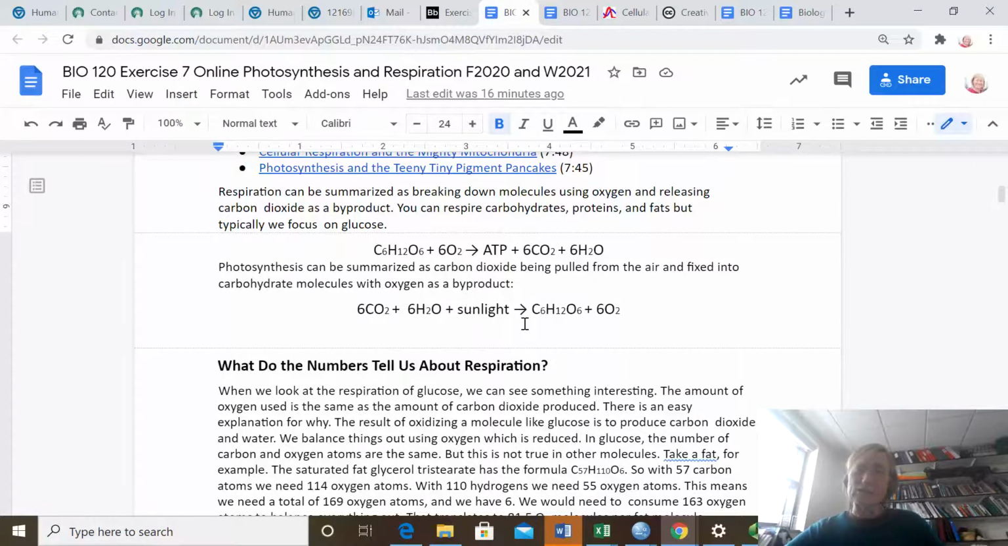Photosynthesis, the summary equation, is essentially the reverse of this. And in photosynthesis, carbon dioxide is grabbed from the atmosphere by photosynthesizing organisms and taken in, in the presence of water and sunlight. So water and sunlight are contributing in this whole process to the production of sugar and a byproduct of oxygen. Now, both of these processes are complicated.